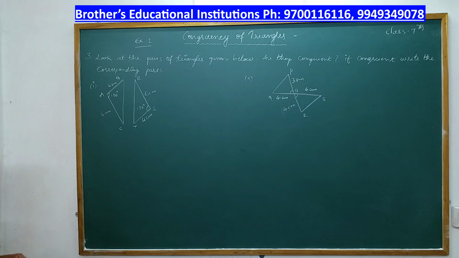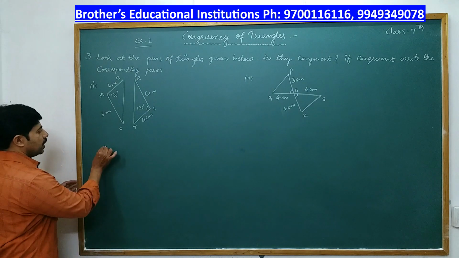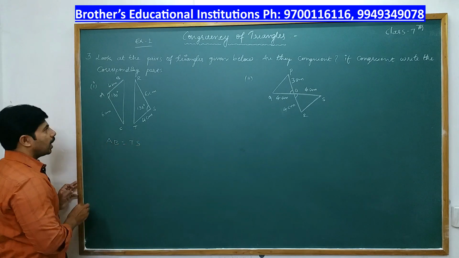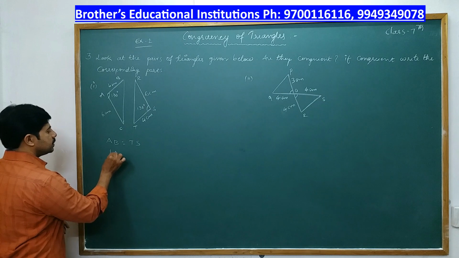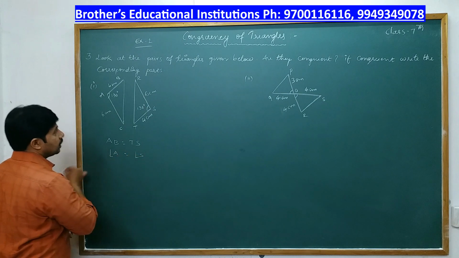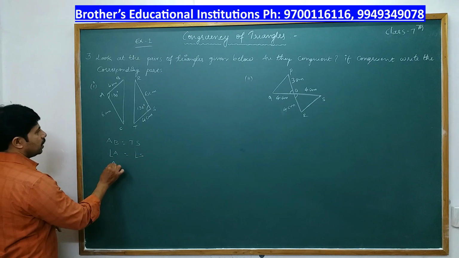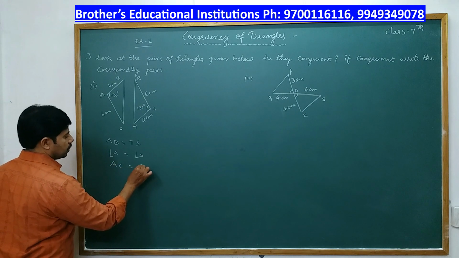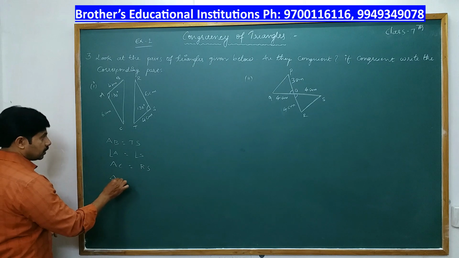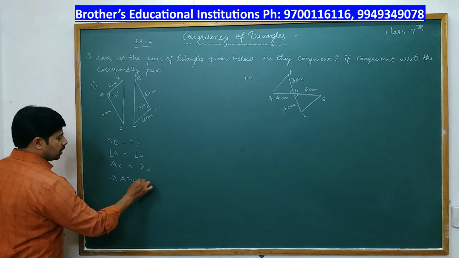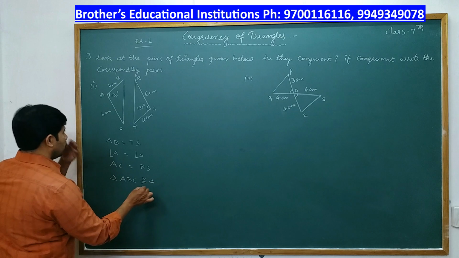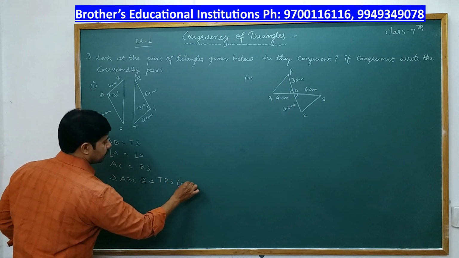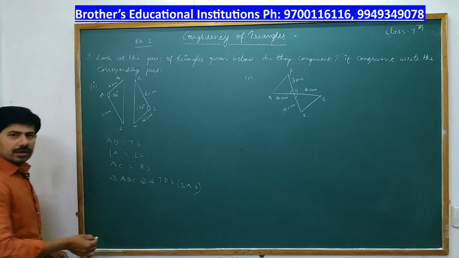Now in these two triangles, what we observe is we have AB is equal to TS and angle A is equal to angle S. After that we have AC is equal to RS. Then we say the triangle ABC is congruent to the triangle TRS according to side angle side. According to SAS, they are congruent.